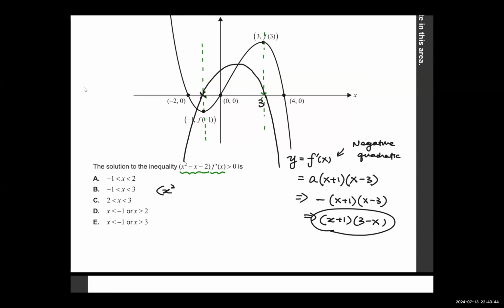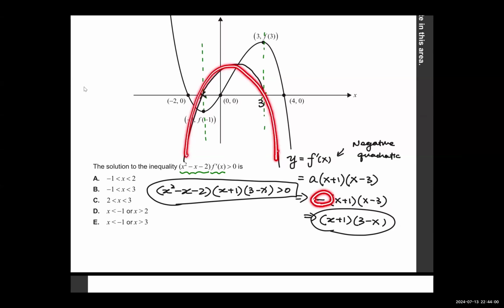Then you just need to deal with x squared minus x minus 2 and x plus 1, 3 minus x greater than 0. Maybe you want to use your CAS calculator with this one. Notice that the reason why I put a negative here is because it looks like a negative parabola. But it doesn't matter what specific value is here, because eventually we can just divide things out for the inequality. And I just push the negative sign into the second bracket and make the inequation solving more obvious.